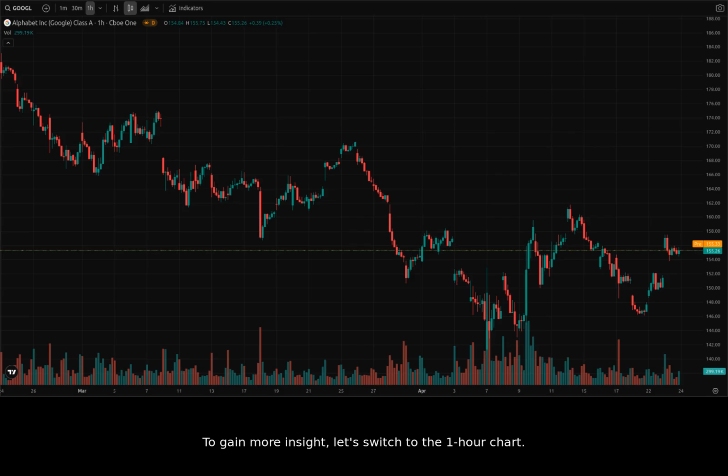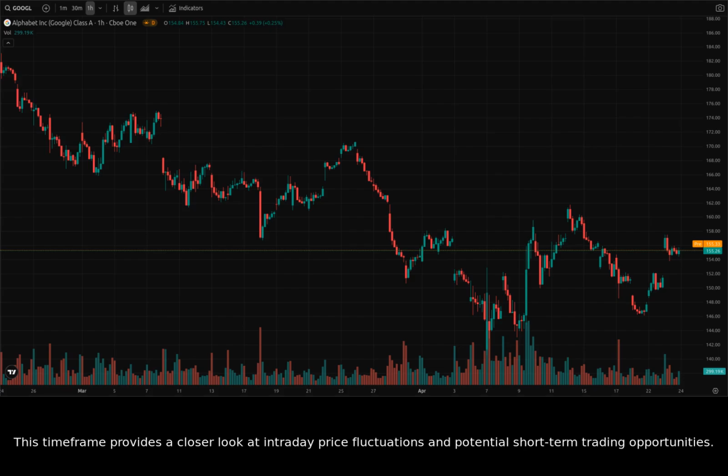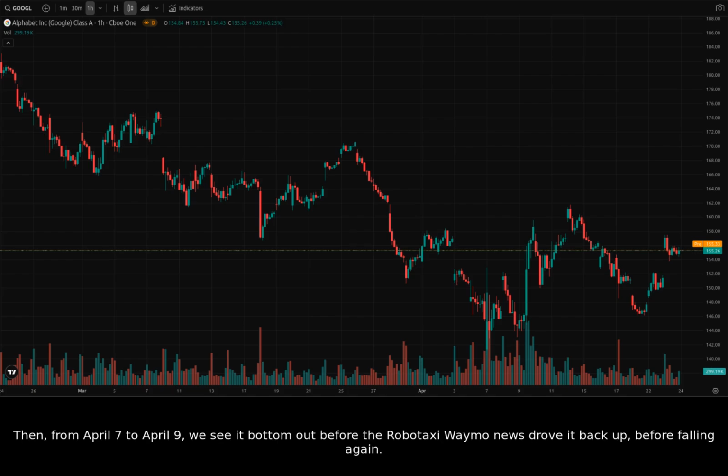To gain more insight, let's switch to the one-hour chart. This timeframe provides a closer look at intraday price fluctuations and potential short-term trading opportunities. Examining the one-hour chart from April 3rd to April 4th of 2025, we can see a period of consolidation before a steep drop. Then, from April 7th to April 9th, we see it bottom out before the robotaxi Waymo news drove it back up, before falling again.